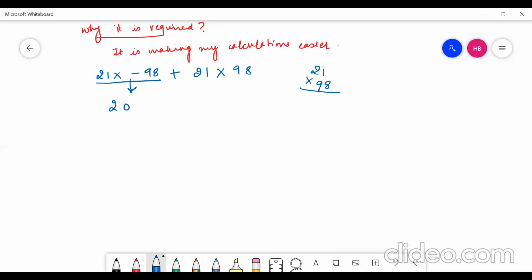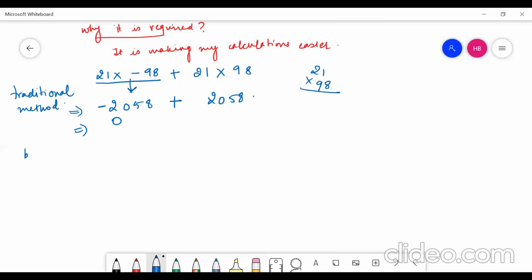So it will be 2058. So the answer will be minus 2058, because plus into minus gives us minus, plus 21 into 98. Now I will do 21 into 98, which we already know is 2058, and here it will be positive. So my answer will be 0. But if I already know how to apply distributive property, then I don't even have to do so much calculation. This was the traditional method, solving by multiplying.